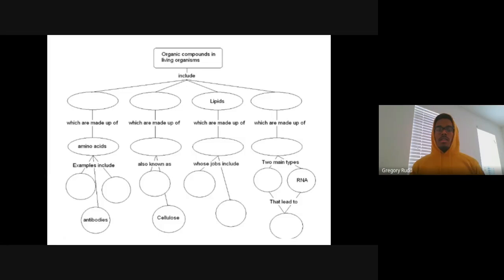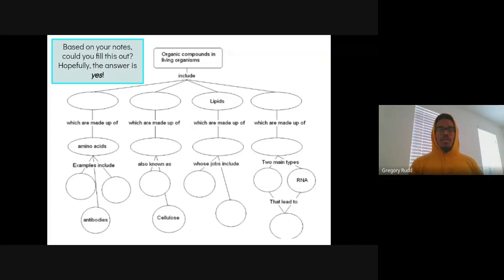master these concepts. So one of the best ways to do that is via a mind map, and I know we've talked about mind map note taking in the past, but a mind map essentially looks like this. It's an opportunity for you to represent concepts and phrases in a diagram of some sort. So in this case, we've got a diagram. The topic is organic compounds in living organisms.